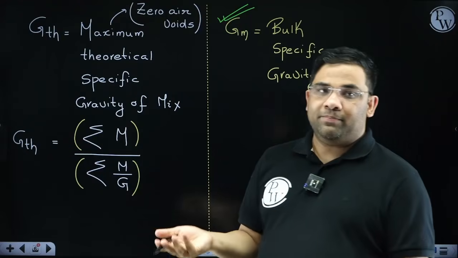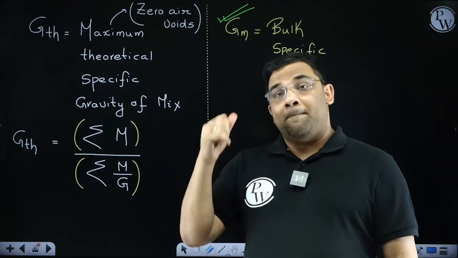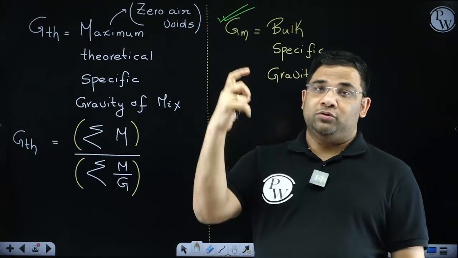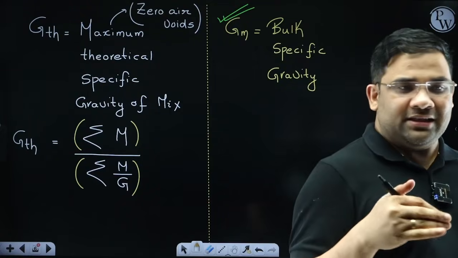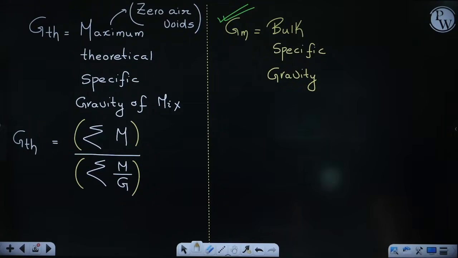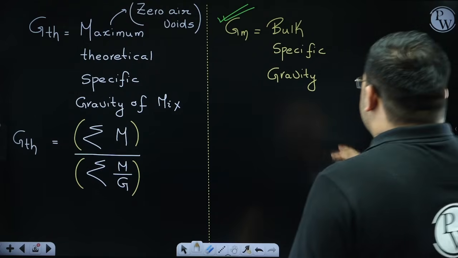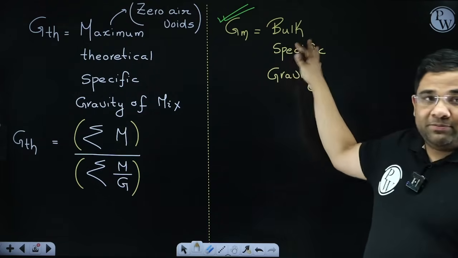So this is the maximum one. Why theoretically? Because I am saying that I will compact in such a way that there will be no air voids. It's a theoretical thing, right? But practically it will never happen. Practically some air voids will always remain. And therefore, this is the actual one, the bulk specific gravity.